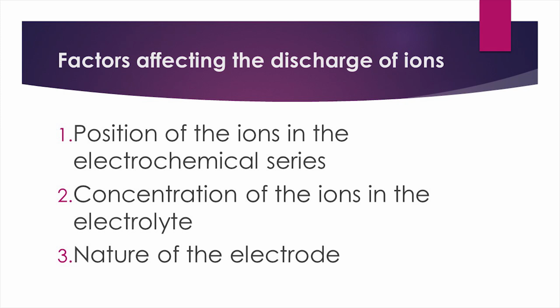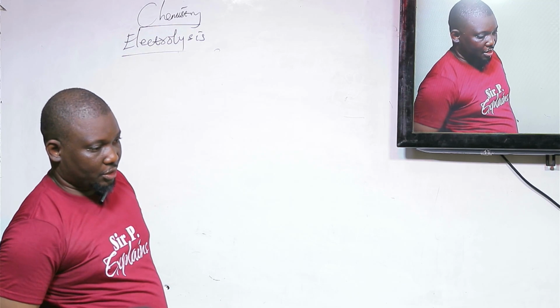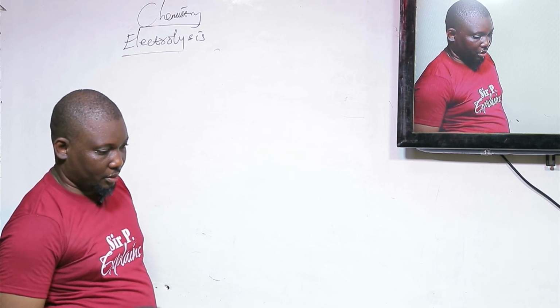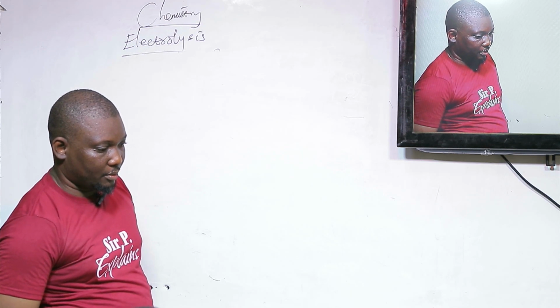Factors affecting discharge of ions during electrolysis. One of the factors that affect discharge of ion is the position of the ion in the electrochemical series, the ECS.